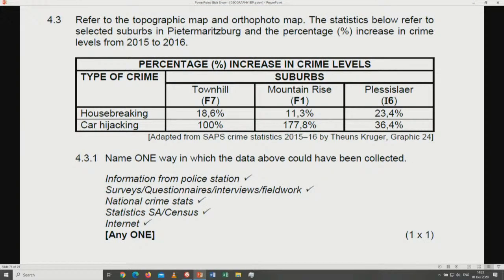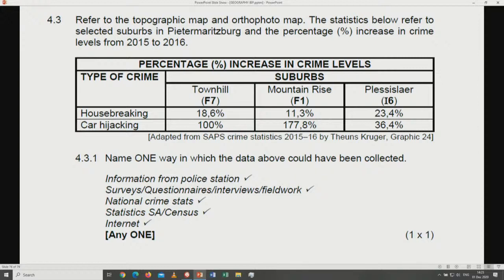Let's look at this last question here. It says, refer to the topographical map and the orthophoto map. So this is the Pietermaritzburg map. They were showing us the crime percentage over the years: house break-in, Town Hill 18.6%, car hijack 100%, Mountain Rise 11%. This is another area there. So these are two different areas. Now they say name one way in which the data above could have been collected.